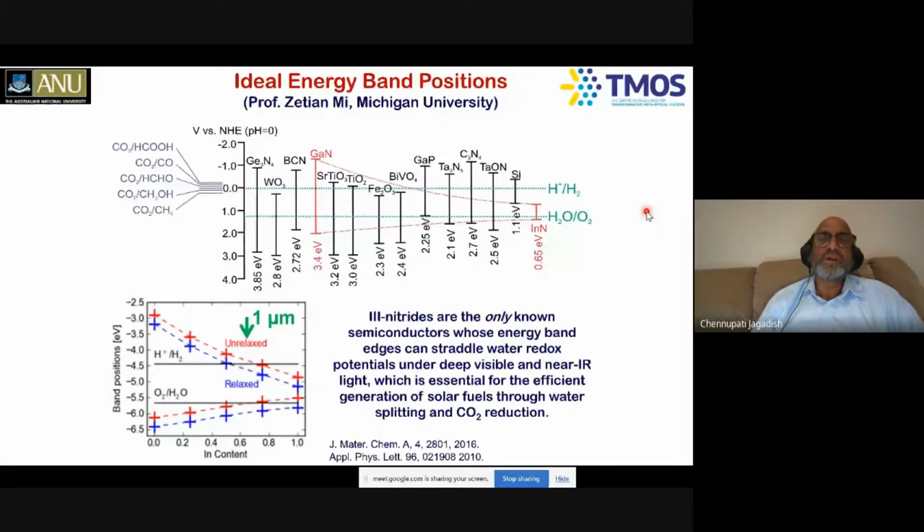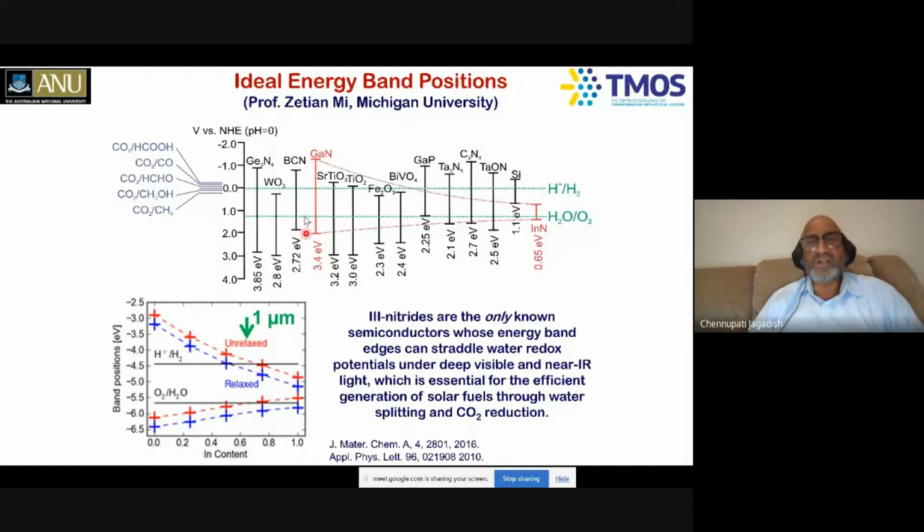The challenge is finding the right kind of materials. So some of the requirements are, you need to have the band gap such that the redox potentials of water should be within the band gap of the semiconductor. In fact, this is a slide which I borrowed from my collaborator, Professor Zetian Mi from the University of Michigan. You can see that there are many materials, for example, titanium oxide, which also straddles these redox potentials, but it has a band gap of 3 electron volts. It will only be absorbing the UV light. That means you're wasting all the sunlight, for example.